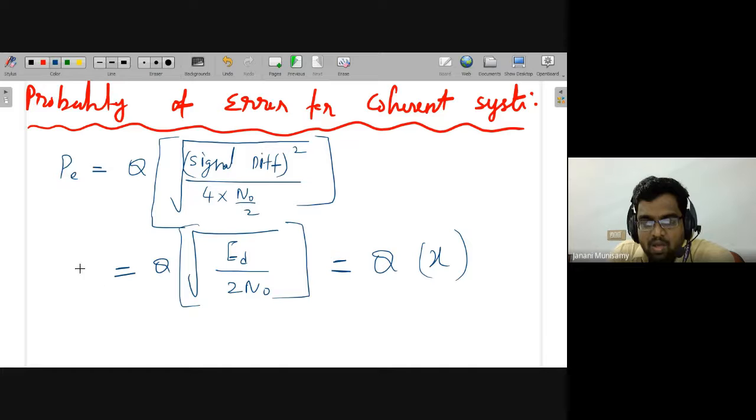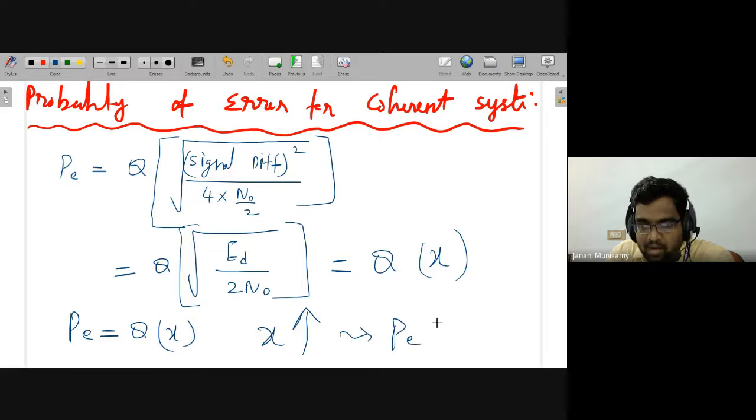Then what is the nature of Q of x? Suppose x is increasing, what will happen to the probability of error? In general, if the x value increases, the probability of error will decrease. That is just opposite to each other.